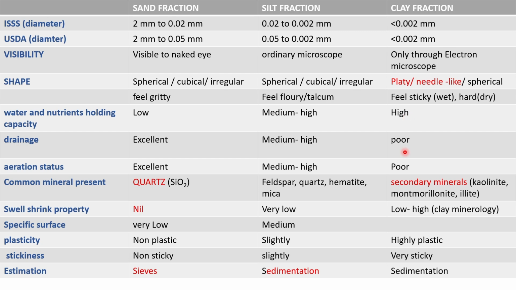Then its drainage is very poor, and aeration status is also poor. The common minerals present are secondary minerals like kaolinite, montmorillonite and illite, and its swell-shrink property is low to high according to the type of secondary mineral present in it. It possesses high plasticity and stickiness, and we estimate it through the sedimentation process. Here I forgot to add one thing: its specific surface is very high compared to the sand fraction and silt fraction.